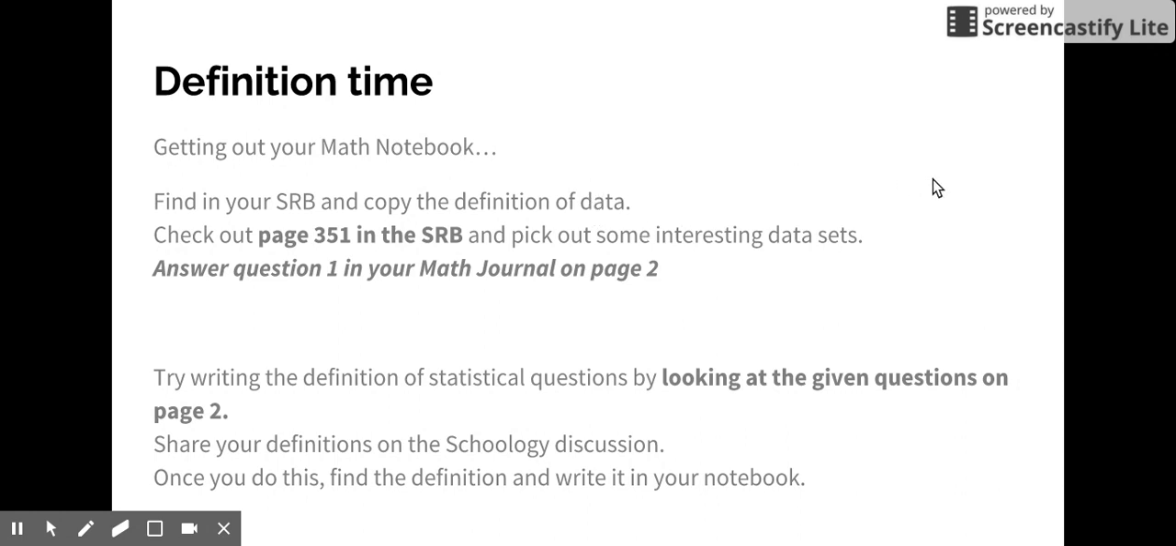Once you've done that and you've copied that into your math notebook, I want you to go to page 351 in your SRB and pick out some interesting data sets. Once you do that, you're going to answer question 1 in your math journal on page 2.